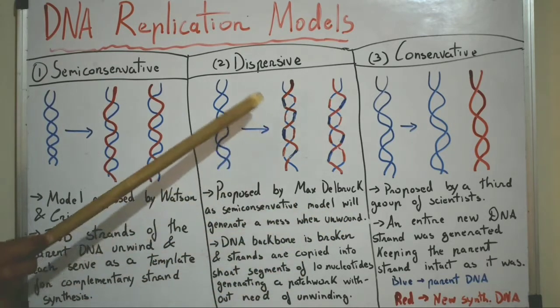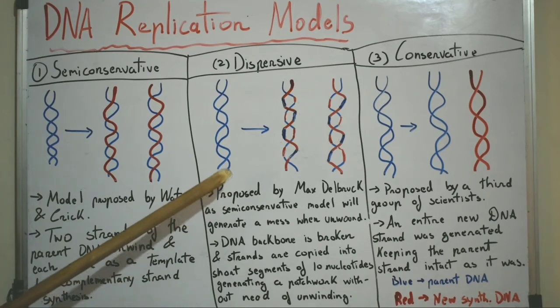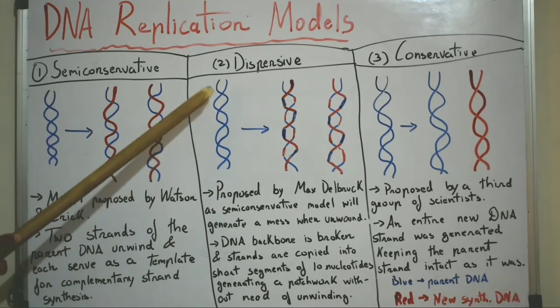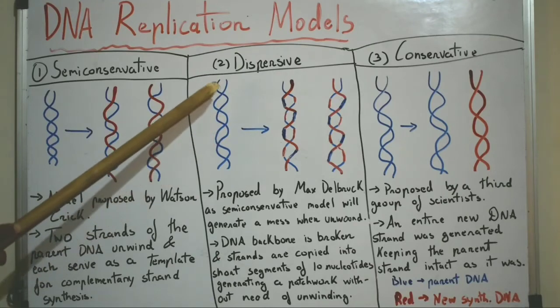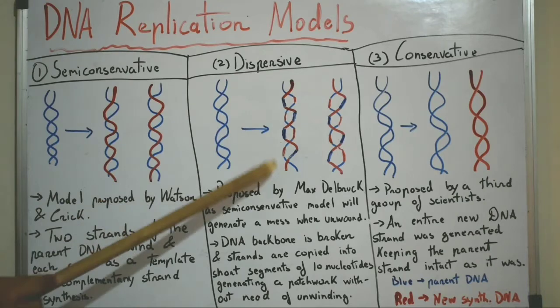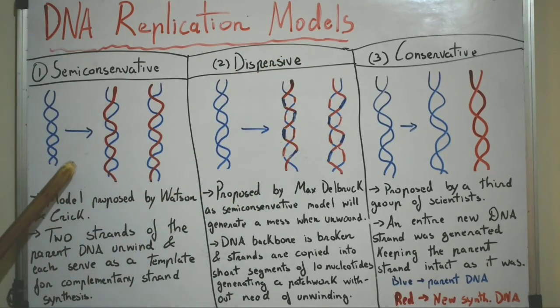So he proposed a different model, in which he stated that the DNA backbone is broken and the strands are copied into short segments of 10 nucleotides, generating a patchwork without need of unwinding. So he proposed a model in which this is the parent DNA and short strands of this parent DNA are broken, approximately 10 nucleotide strands are broken and then they are replicated, and this forms a patchwork and there is no need of unwinding, unlike the semi-conservative model.